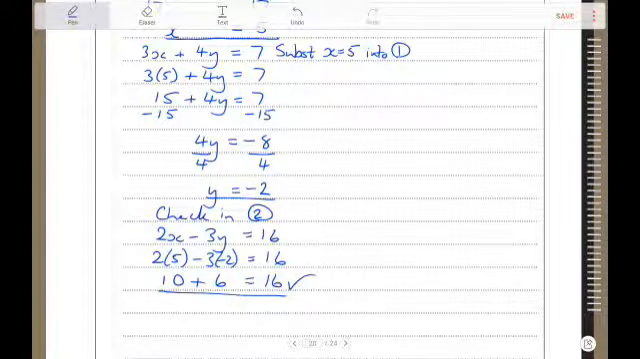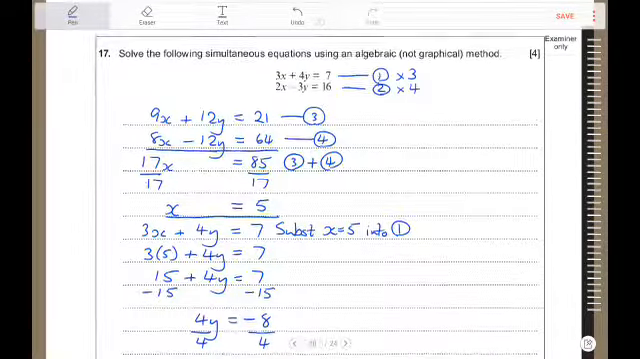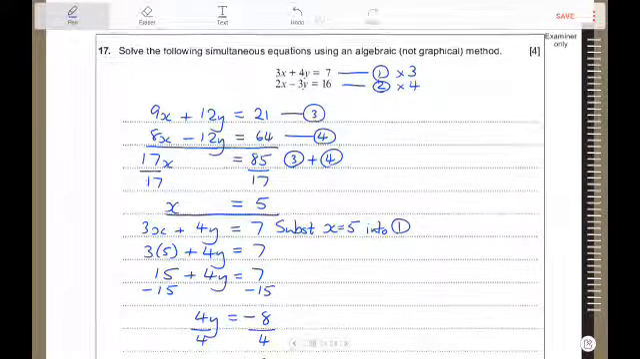Lovely. So I'm going to finish off just by putting my answers here nice and neatly on the side for the examiner to see. X equals 5. Y equals minus 2. And a nice curly bracket around that. My maths teacher always told me that, and I've always stuck to it. So there we have it. Solving a pair of simultaneous equations using an algebraic method. Okay, hope that helps. Thank you very much.